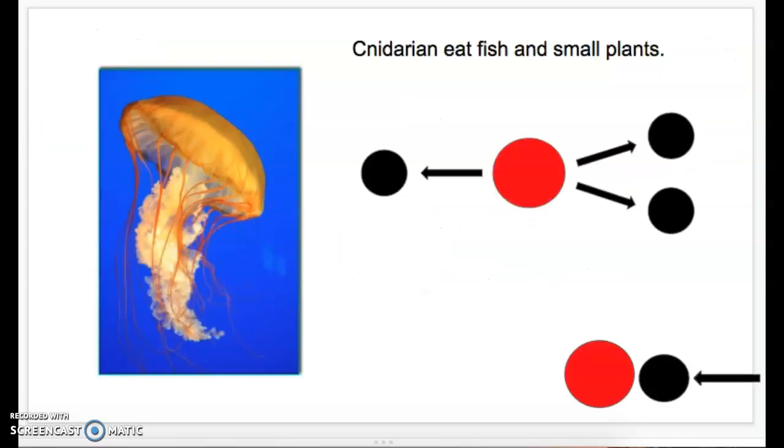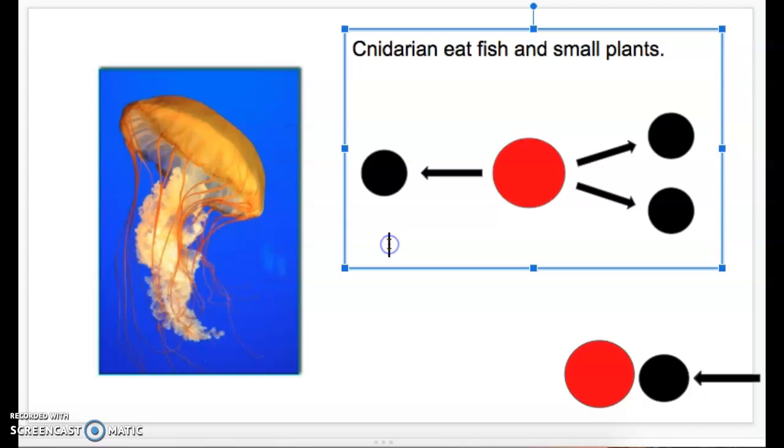Let's begin by analyzing a sentence for our third year friends as they continue to research Cnidarian. Our sentence says, Cnidarian eat fish and small plants. Can someone find the action in that sentence? Eat is the action in our sentence. So we'll go ahead and write that word below our red circle. Second thing, who is it that eats? Cnidarian are the ones who eat in our sentence.